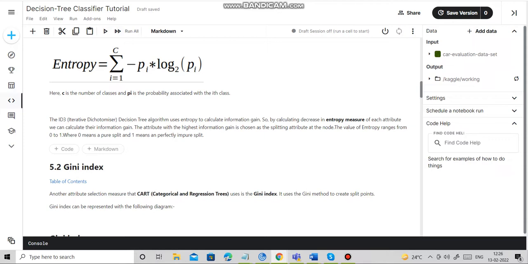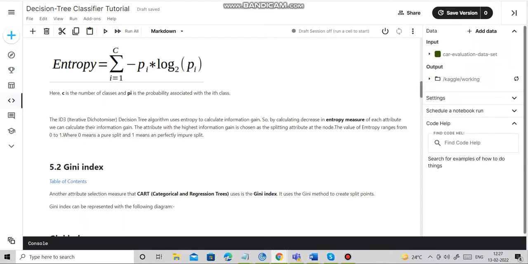And what is an impure split? If out of those 6 data points, 3 are assigned to a particular class and the next 3 are assigned to the other class, then it's an impure split. That is a totally random split. So a value of 1 means it is an impure split and not a good split.